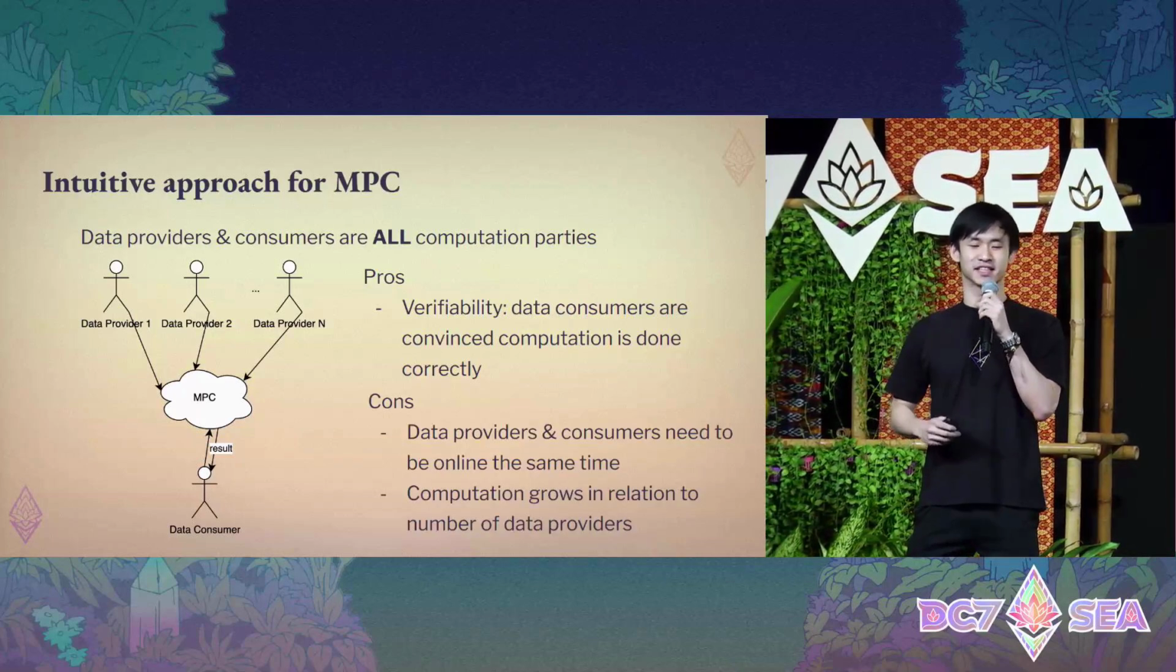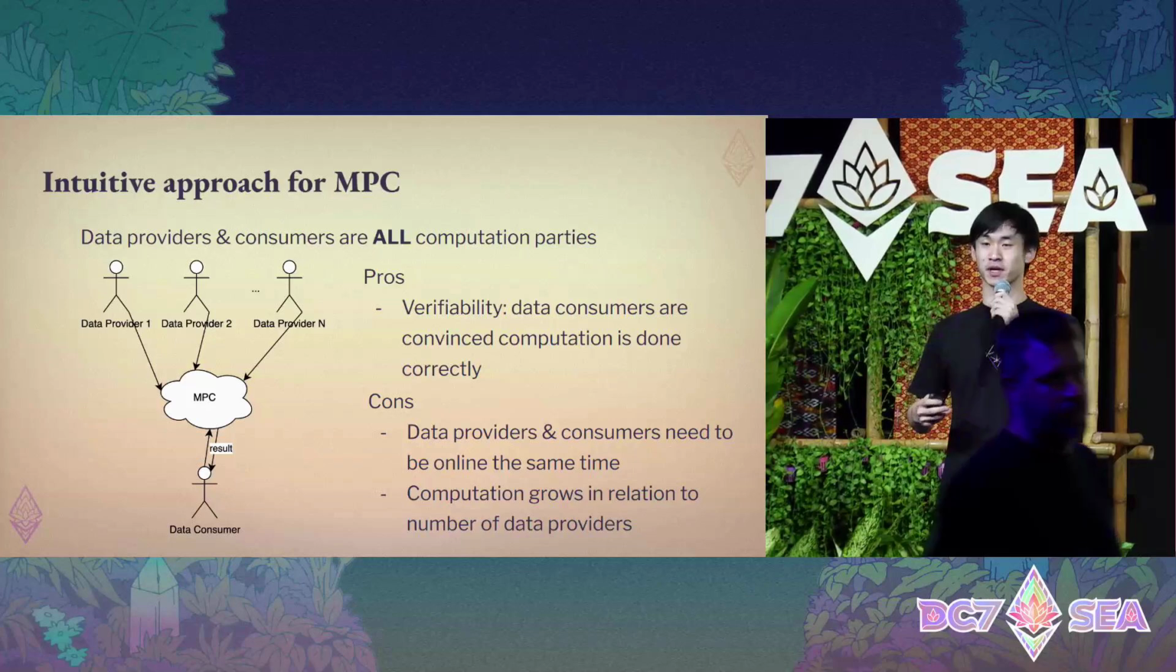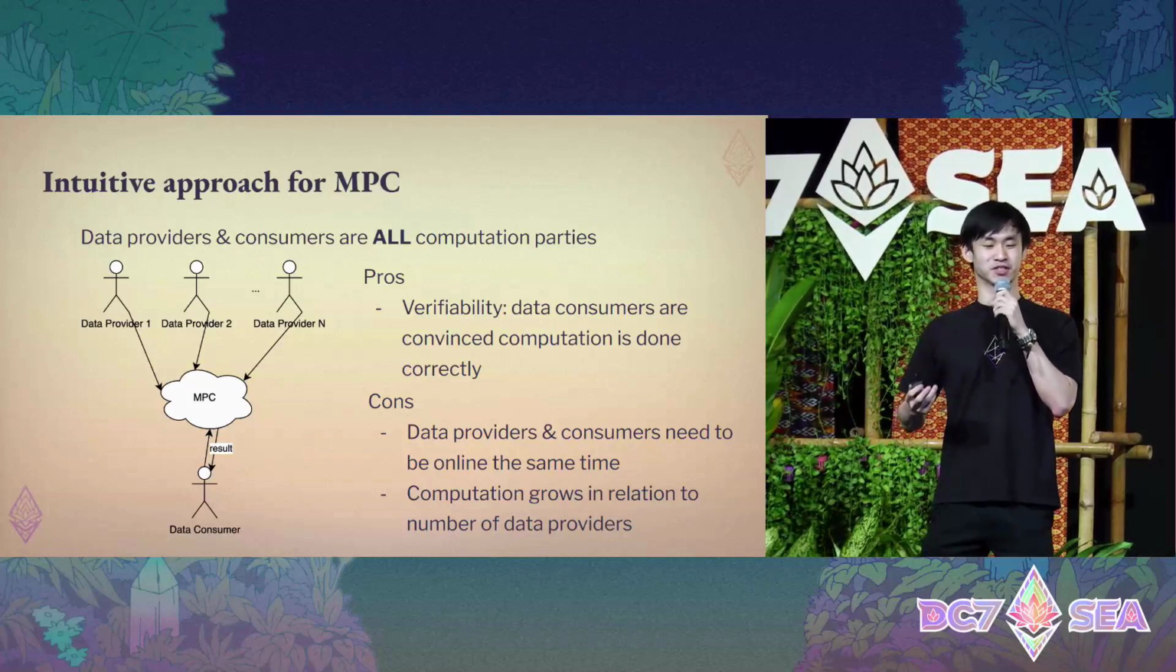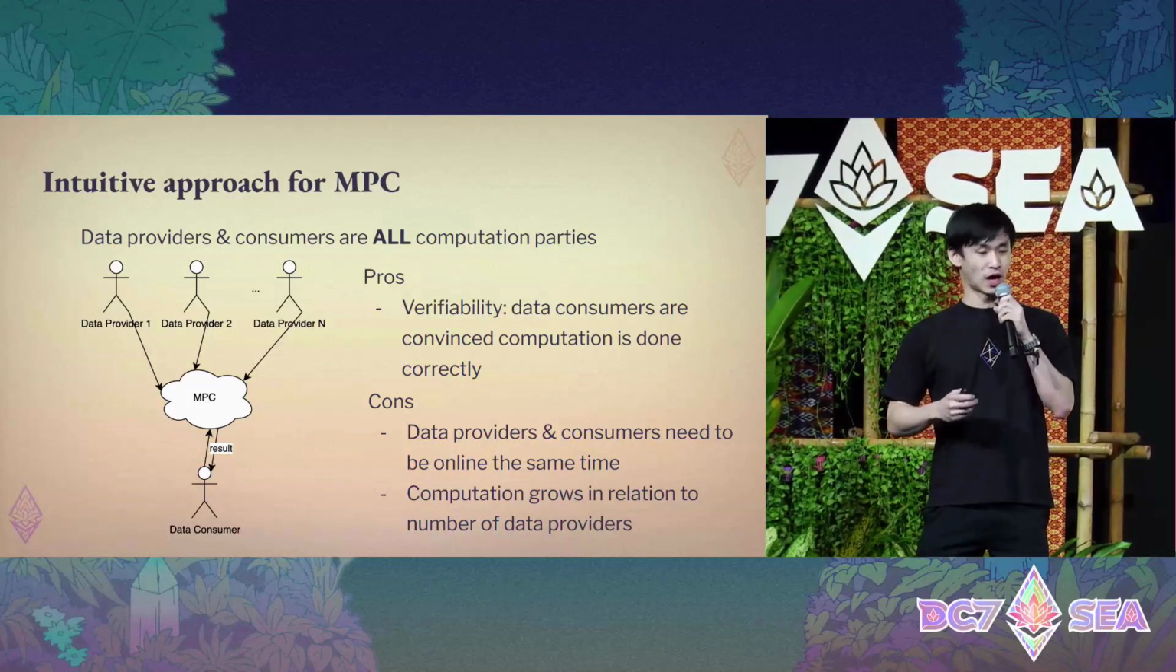The bad thing is that the data providers, consumers, everyone need to be online at the same time. And it's really hard, right, for many data providers, especially when the number of data providers grows, the computation skyrockets so badly. So how to solve that, right?